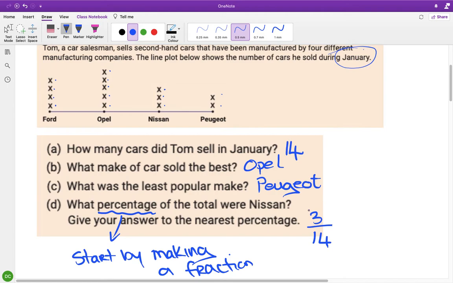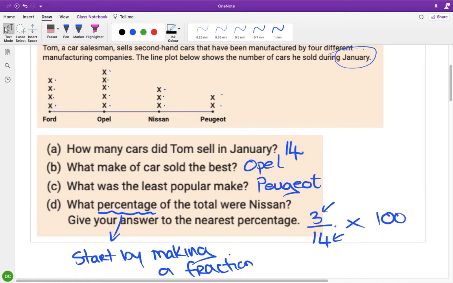Okay, so I've made my fraction. The 3 represents the number of Nissans and the 14 represents the total number of cars. And then to turn anything, fraction or decimal, into a percentage, we multiply by 100. So I'm typing 3 over 14 into my calculator and then multiplying by 100.